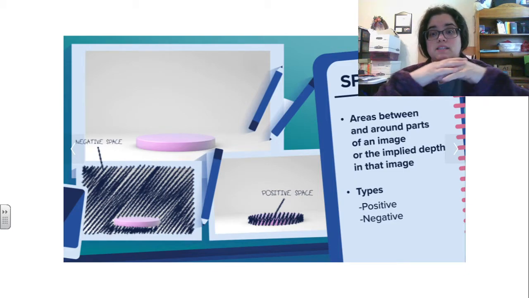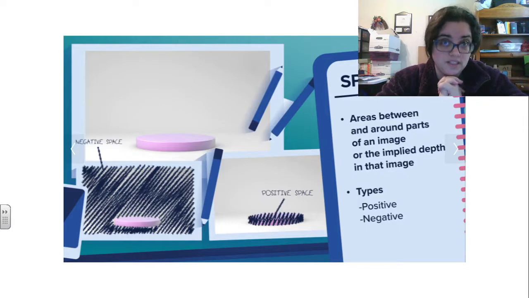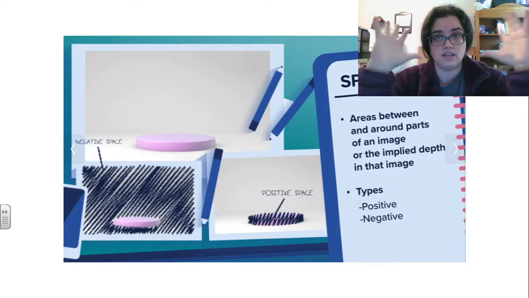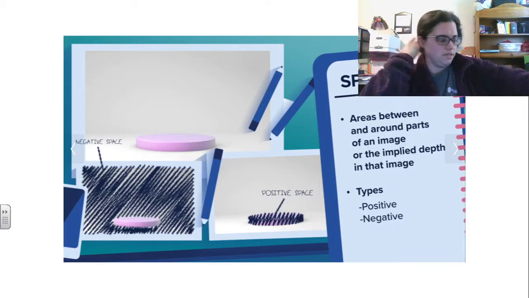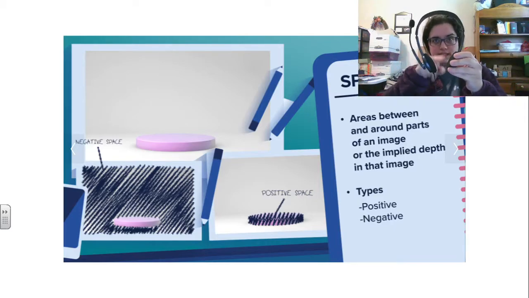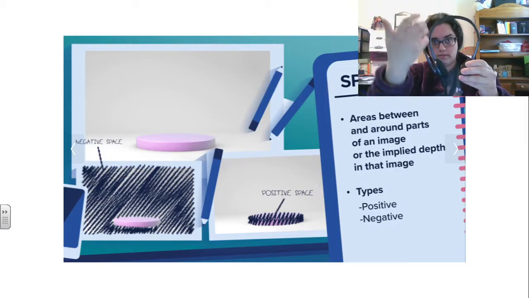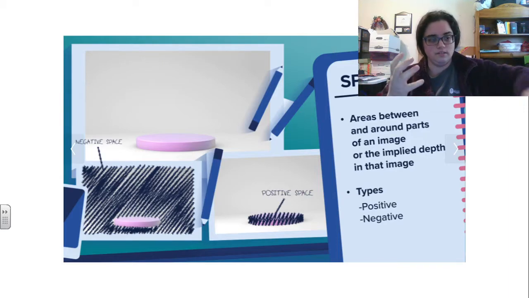Space. Space is an area between or around parts of an image, or the implied depth of the image. You may have heard of positive space and negative space. Positive space has that thing in it. Negative space does not have the thing in it, basically, at the most basic level. So if you have an item like the headphones, you can see there's a space here where the head would go. There's space in between here, and there's a space up in here. There's gaps in the actual physical product.